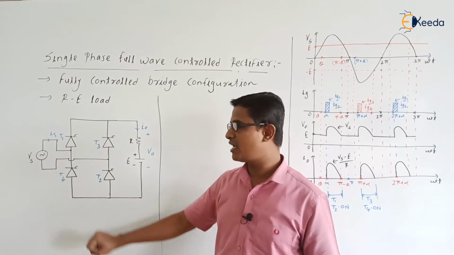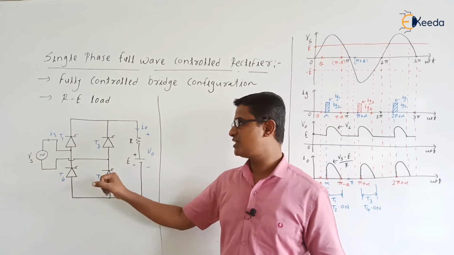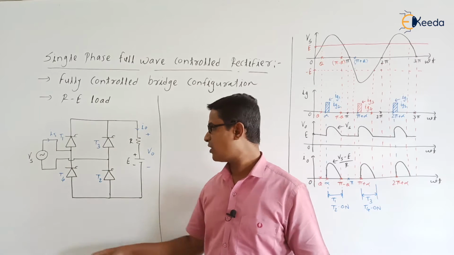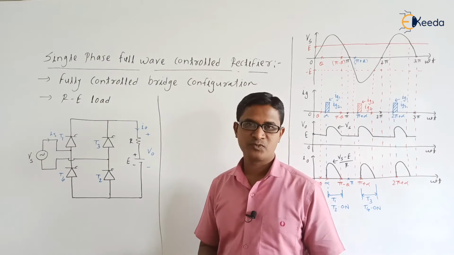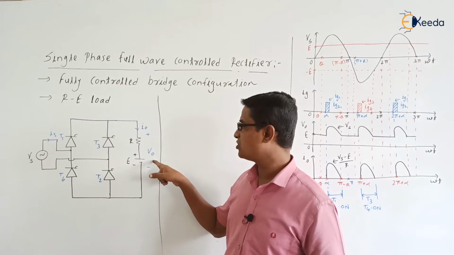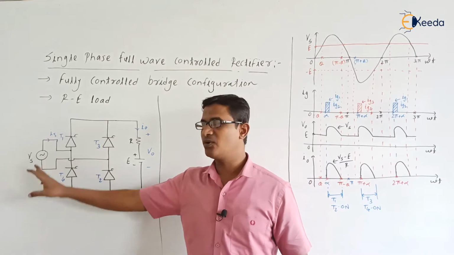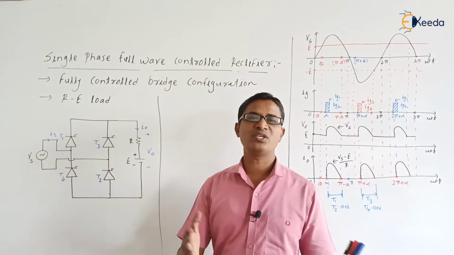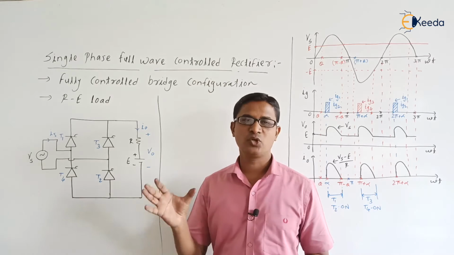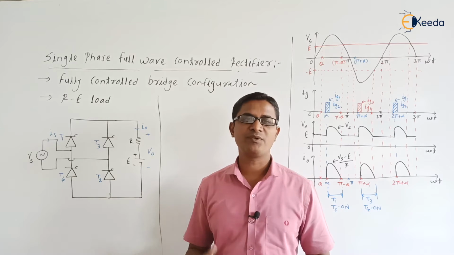So here is the circuit diagram. We are using four switches. Vs is the supply voltage and the load is RE. The voltage across the load is V0, and the current flowing through the load is I0. Next, the supply voltage Vs has a positive value as well as a negative value. From 0 to pi, Vs is positive, and from pi to 2 pi, Vs is negative.